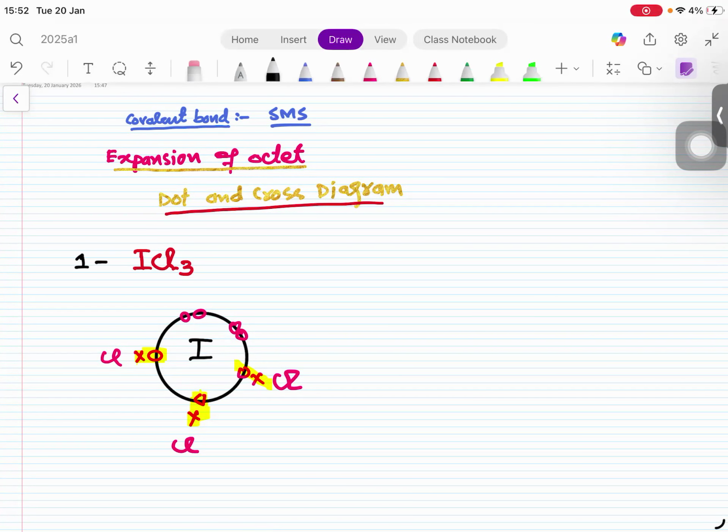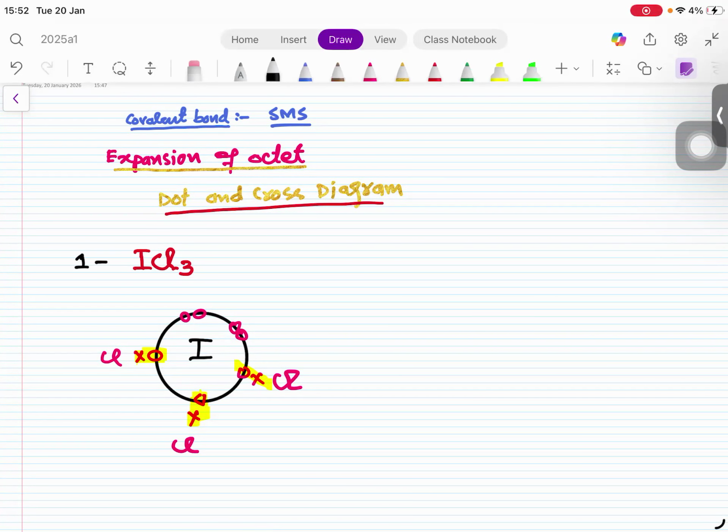Similarly, the second example was PCl5. PCl5. Phosphorus is in which group, bacho? Group 5. So phosphorus has 1, 2, 3, 4, 5 electrons. And the phosphorus outer shell is the third shell. So all 5 electrons the phosphorus can use with Cl to form what? PCl5. So now phosphorus has 10 electrons in its valence shell, right? Or 5 pairs, you can see.